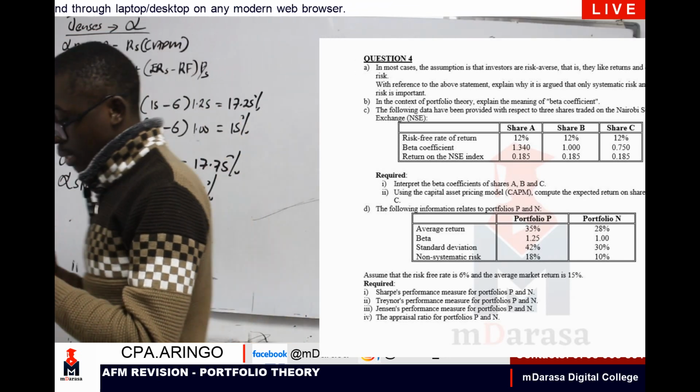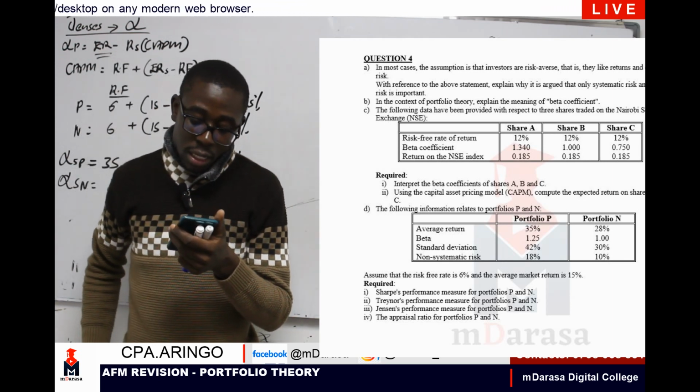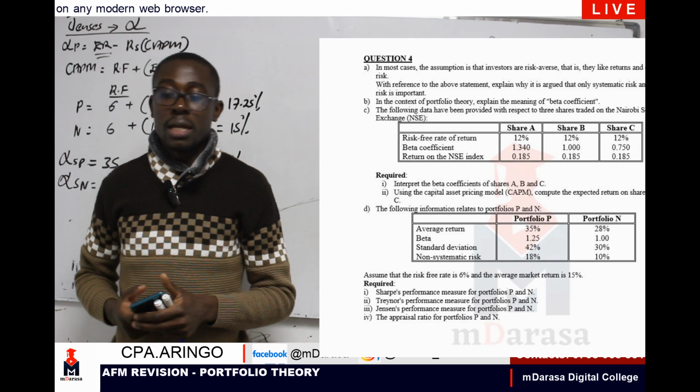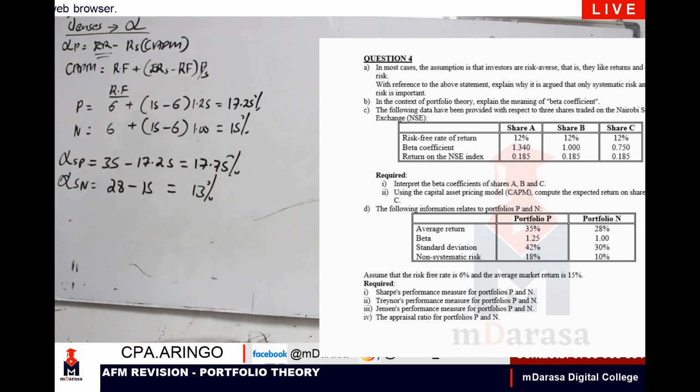Once you're done with that bit, you can proceed to the next question where our good examiner had asked us the other part here, that we should work out the appraisal ratio for portfolios P and N. So anytime we are talking of the appraisal ratio, my good student, these are what you must always tend to have.